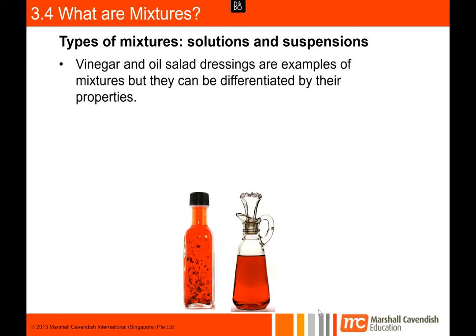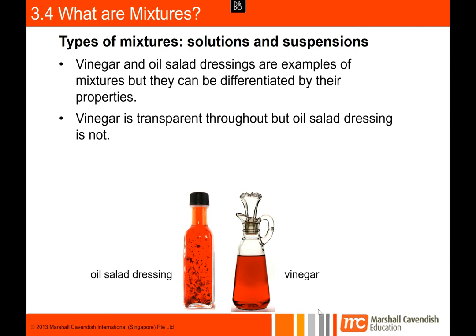Solutions, and suspensions. Vinegar and oil salad dressing are examples of mixtures, but they can be differentiated by their properties. Vinegar is transparent throughout, while oil salad dressing is not. You can see from here, the vinegar is very, very clear. It's transparent, you allow light to pass through. But for the oil salad dressing, there are certain parts that allow light to pass through and certain parts that don't. It's not that clear as compared to vinegar.